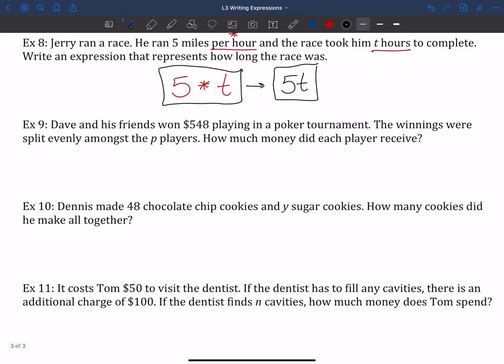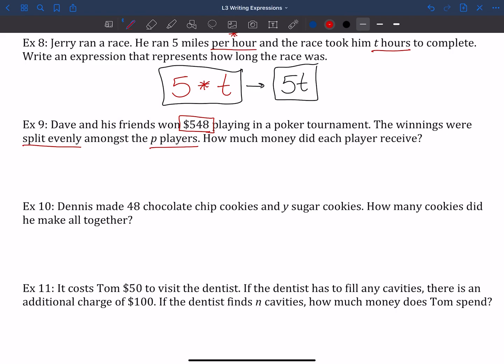If we've got something like number 9 here, Dave and his friends won $548 playing in a poker tournament. Oh my gosh, the money. The winnings were split evenly amongst the P players. How much money did each player receive? All right, so again, we're going to pull out some important information, right? They had $548 total. The winnings were split evenly amongst P players.